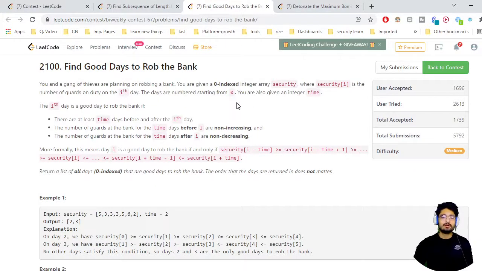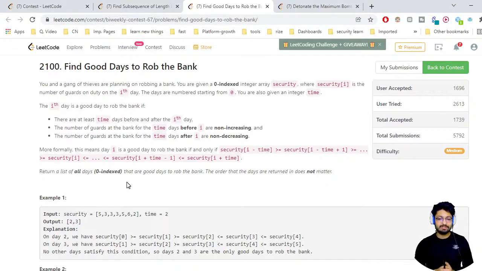The next problem is find good days to rob the bank. The problem goes like this: you have a gang of thieves that are planning on robbing a bank. You are given a 0-indexed integer array security, where security[i] is the number of guards on duty on the ith day. So on the ith day that many guards are there, given to you in the security array. The days are numbered from 0.